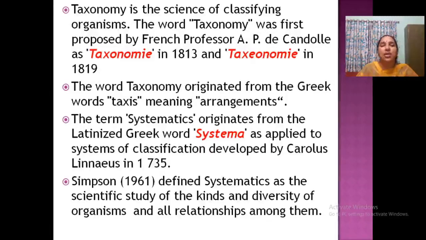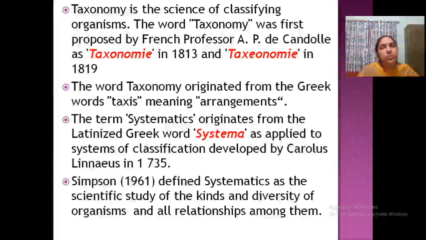So you know what is taxonomy? It is actually the science of classifying organisms. The word taxonomy was first proposed by A.P. de Candolle, a famous French professor in plant taxonomy, and it originated from the Greek word taxis, meaning arrangements. The term systematics originates from the Greek word systema, also applied to systematic classification developed by Carolus Linnaeus.